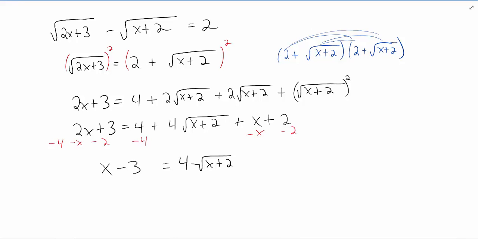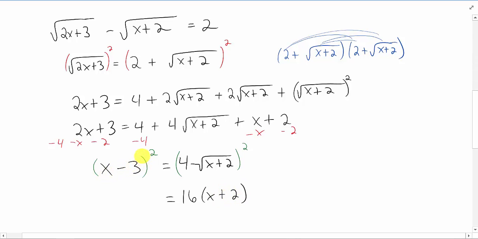Now you have some options at this point. You could divide through by a 4, but that's going to create some fractions. So what I'm going to do is just square both sides of the equation now. And you just have to keep in mind that you do have to square the 4 and call it 16. Squaring the square root of x plus 2 just leaves you with x plus 2.